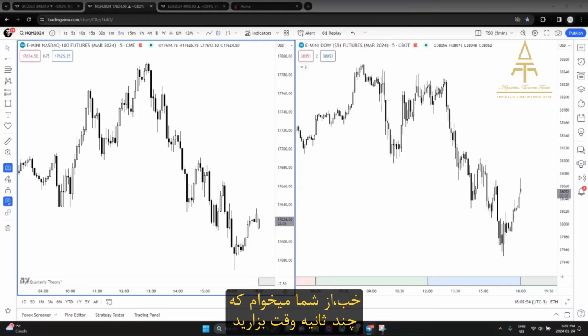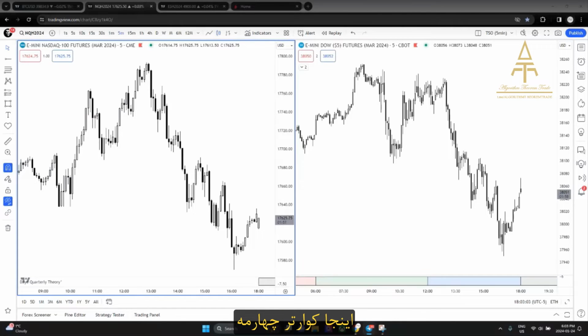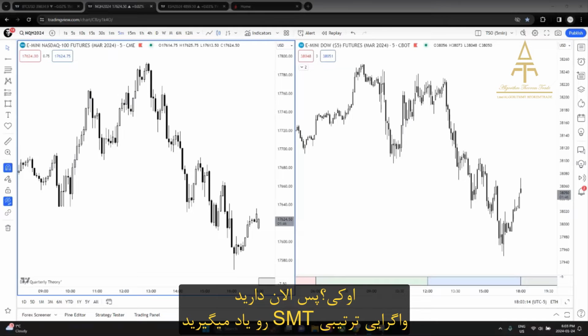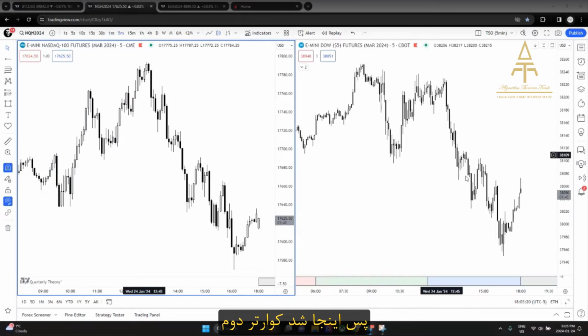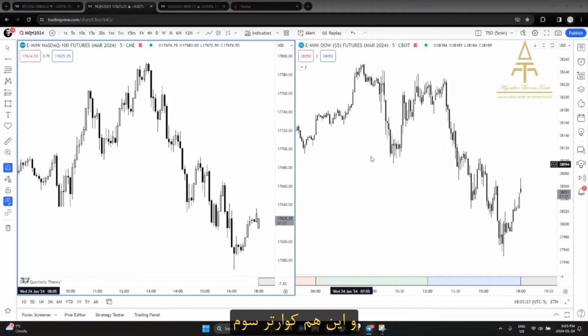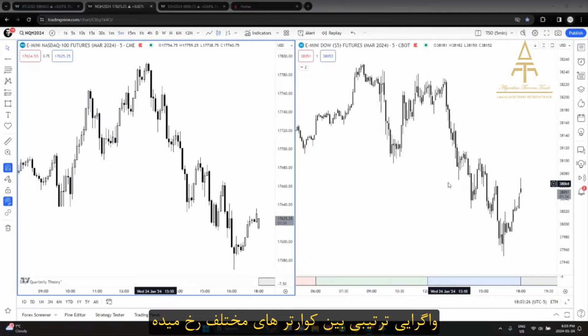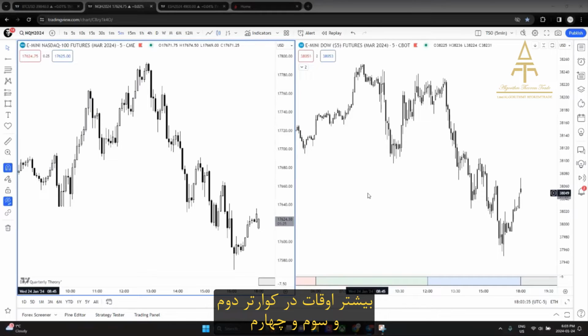I'll ask you guys right now, just take a few seconds and look at price. This is Q4 of the daily cycle today, and this is Q3. So you're learning sequential SMT divergence. Right here, this is Q4, this is Q3. Sequential SMT divergence occurs between different quarters, mostly Q2, Q3, and Q4.